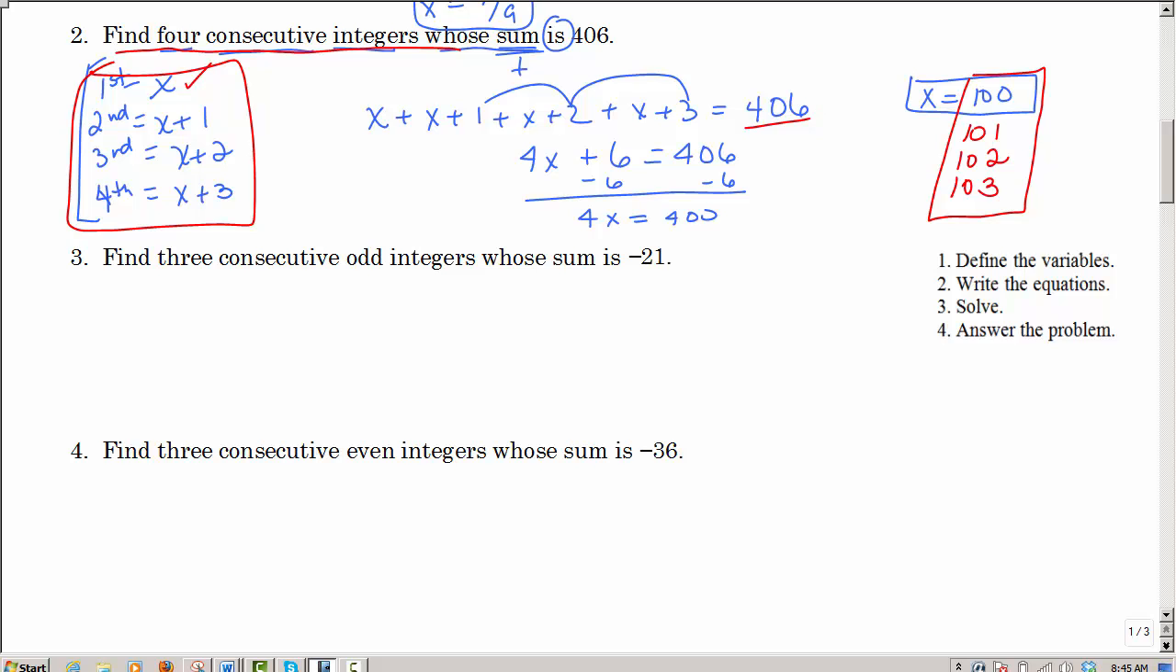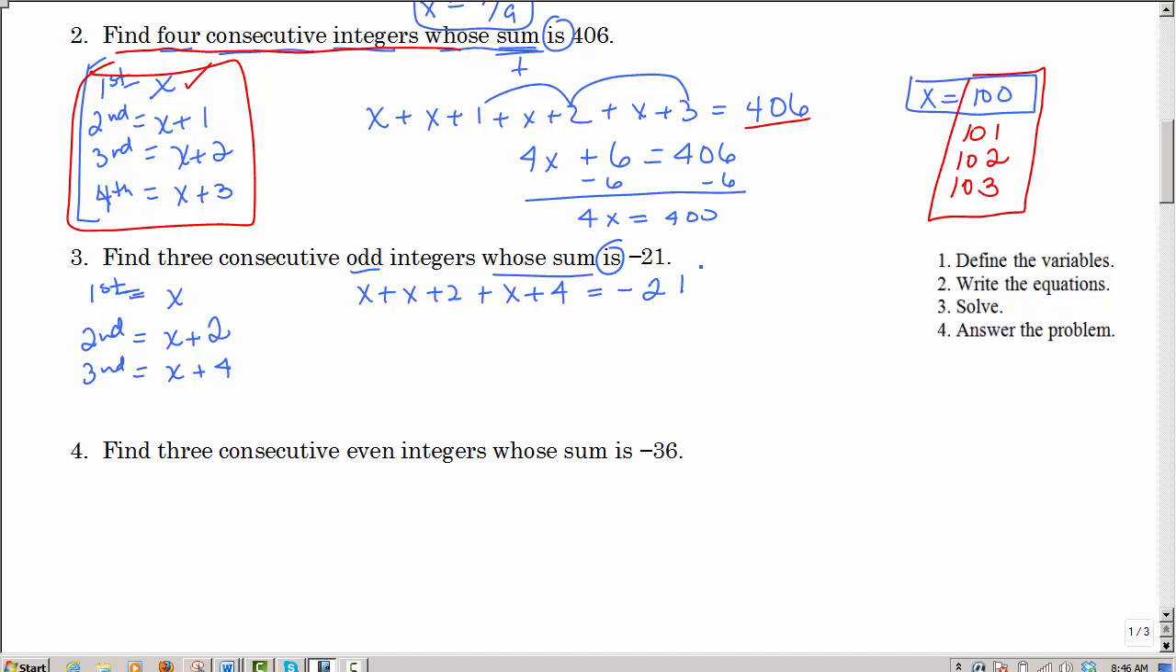Let's look at the next one. Find 3 consecutive odd integers whose sum is negative 21. So again, I come over here and I always let my first one be x. Then the second one is odd, x plus 2. And the third one is x plus 4. Look at the top of the notes, odd integers, x, x plus 2, x plus 4. Whose sum? So I'm going to again add these up. Is negative 21 this time.